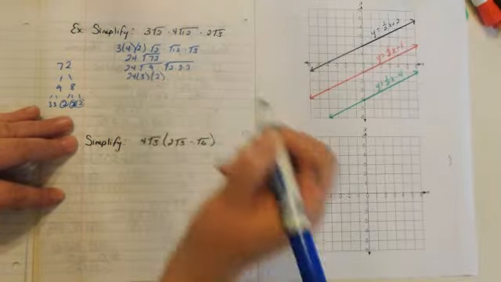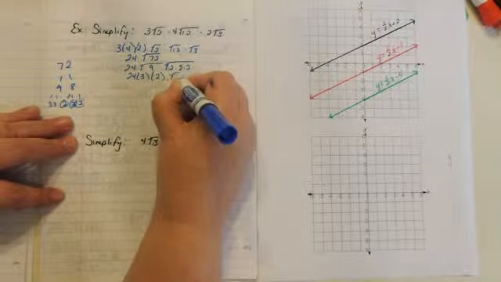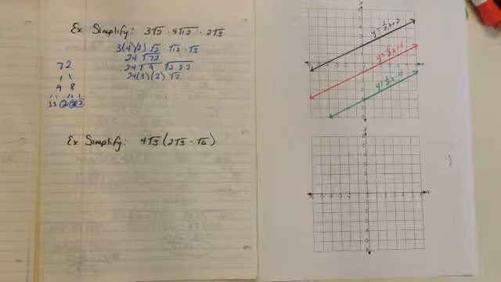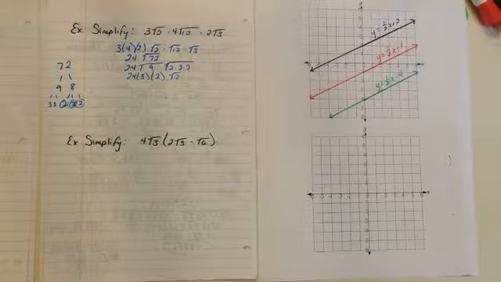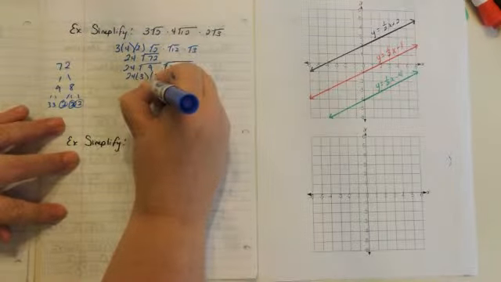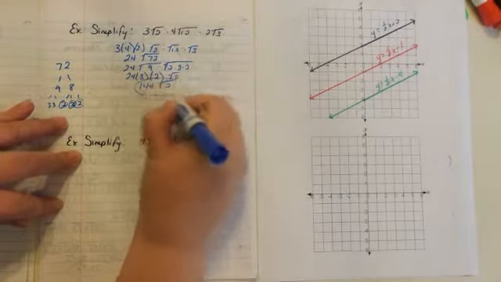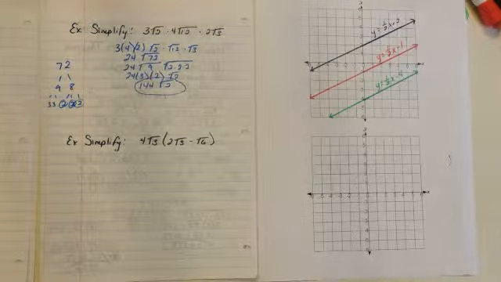So we can pull one of those 2's out, and that leaves us with the square root of 2. 24 times 3 is 72, times 2 is 144, and we still have the square root of 2. So that's our answer. Okay?